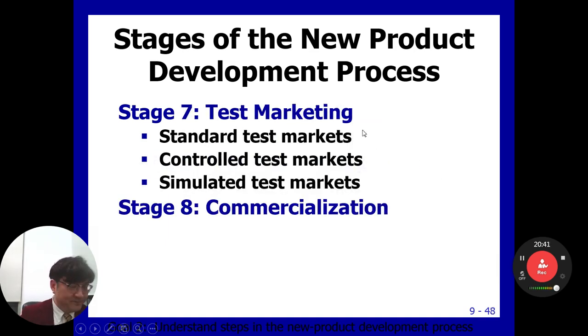After you make the prototype, then you do the test marketing. Test marketing is like you test the feasibility of the product in the real market, right? But with the customers. There are 3 types of test marketing. The first one is the standard test marketing. The standard test marketing is where you use the actual marketing mix, the actual distributor or actual retailer and so on and so forth.